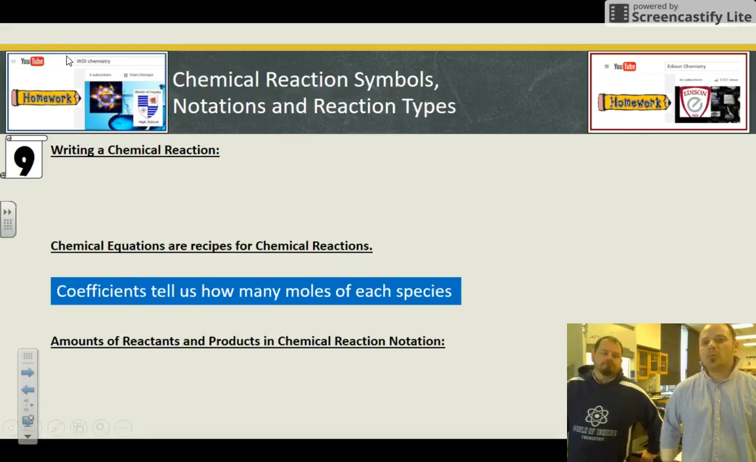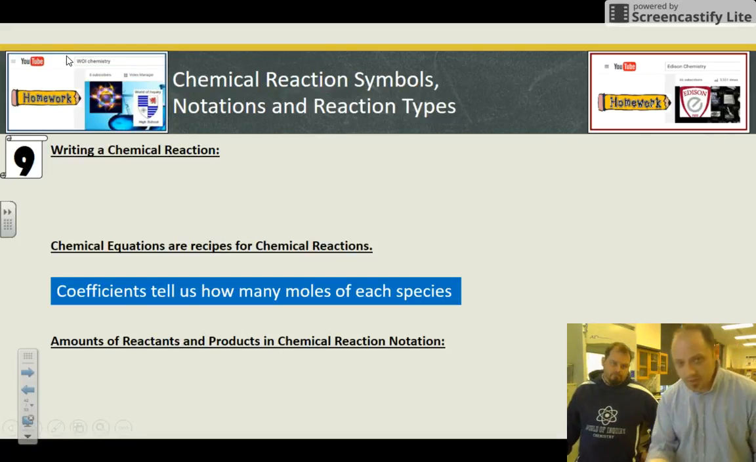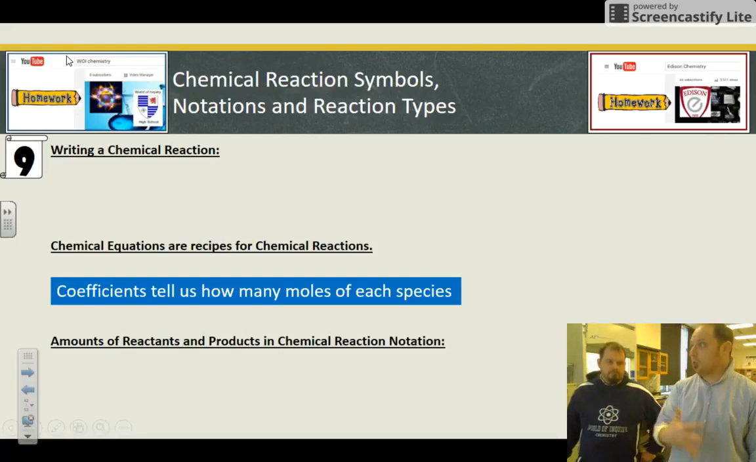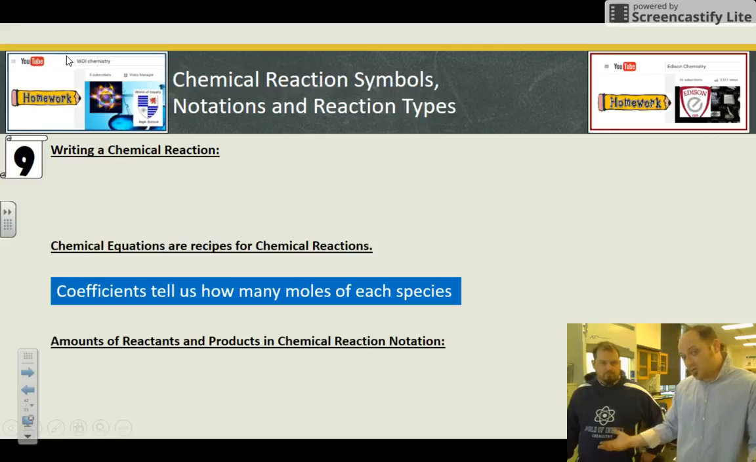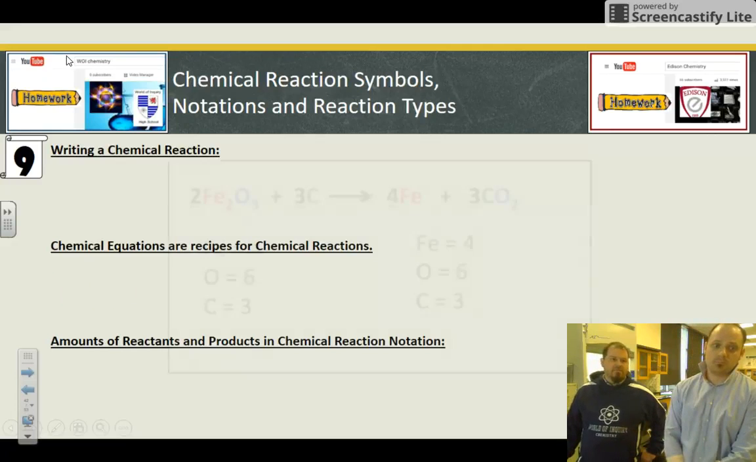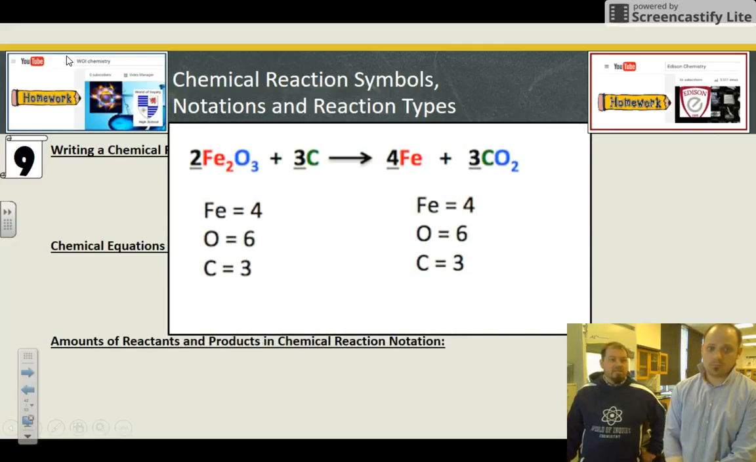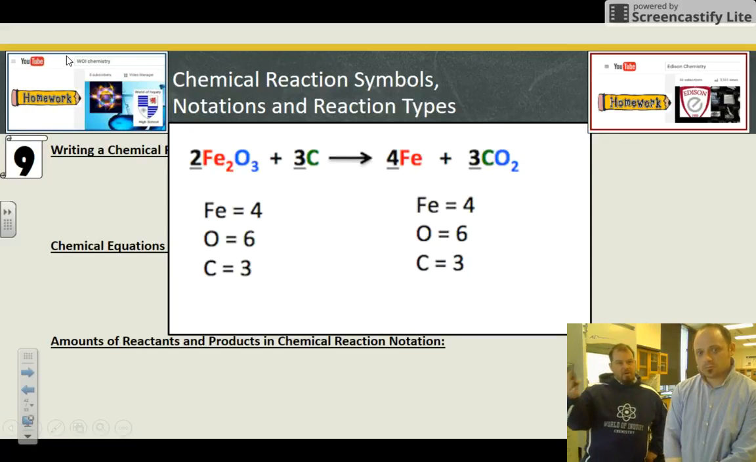Coefficients will tell us how many moles of each species. Just like I was literally narrating to you, I said 2 moles of H2 plus 1 mole of O2. That tells you how much of each little package, ingredient, reactant, and product are involved. There you go. Then we have the amounts of reactants and products. So in this case, we can talk about the number of atoms. The number in front of Fe2O3 is 2. That means there's 2 molecules of that stuff.